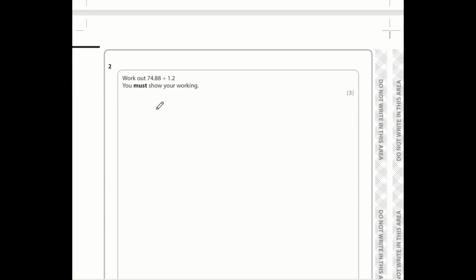Question number 2, it's division, not adding, so we don't really want to divide by a decimal. So what we need to do is get rid of this decimal, and what we're going to do is multiply both numbers by 10.